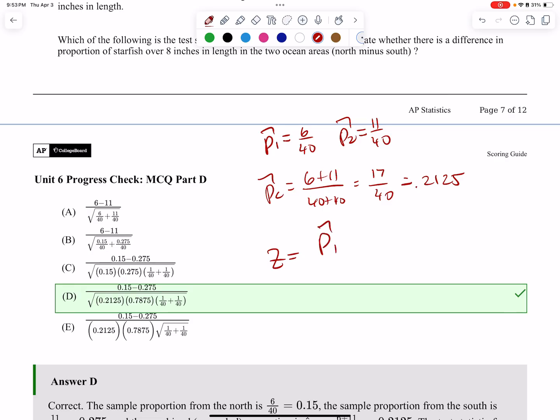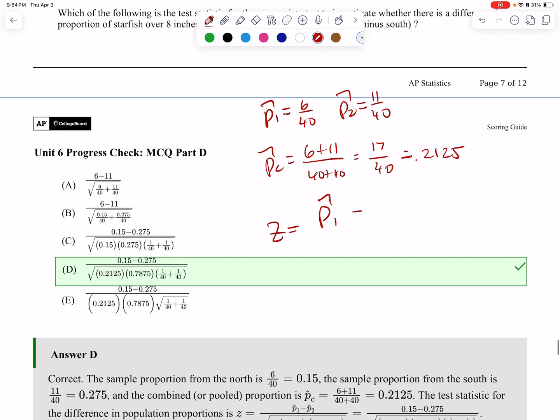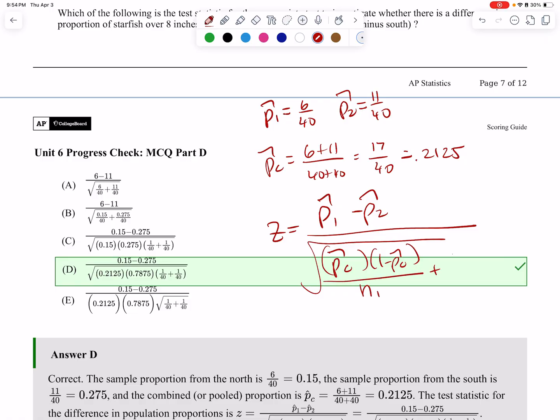And this one asks for my test statistic, so it's going to be Z equals P1 hat minus P2 hat over the square root of PC hat times 1 minus PC hat. Remember, PC stands for combined, and we're combining them because the H0 says the proportions are the same, so therefore the standard deviations have to be the same, 1 minus PC hat. And this is in your formula chart, so make sure you check that out.